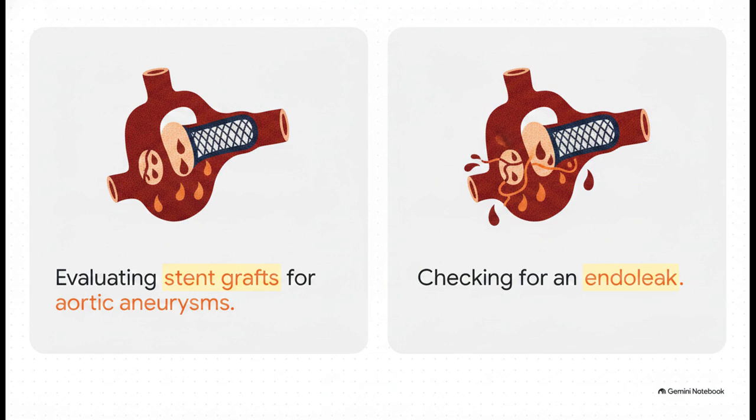This procedure is commonly used for patients who have an aortic aneurysm stent graft. Basically, a tube has been placed inside their aorta to support a weak, bulging spot in the artery wall. But sometimes doctors need to evaluate that graft to check for an endoleak. An endoleak means blood is somehow seeping out of the graft and leaking back into that dangerous aneurysm sac. Finding and fixing an endoleak is absolutely critical, and evaluating it requires a very direct, highly specialized line of sight.